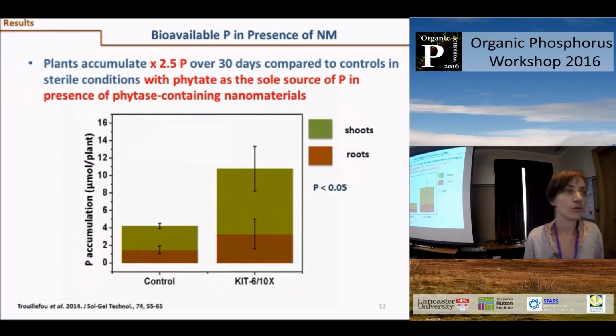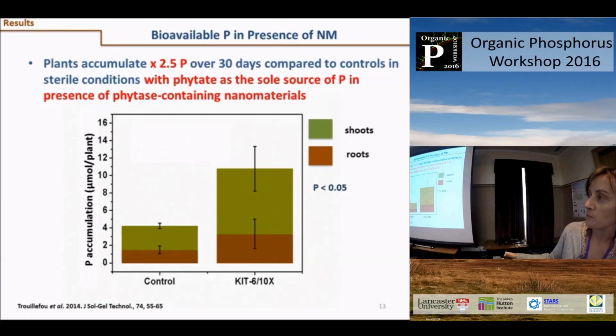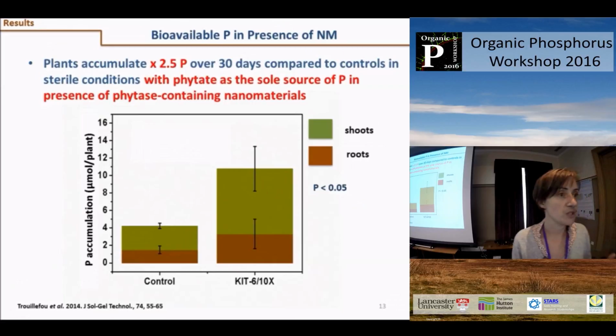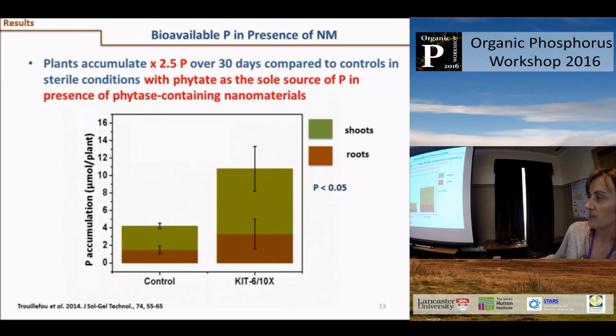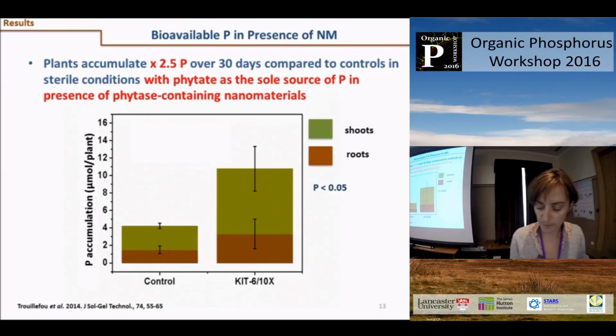So the main result, which is, I guess, the most important of this talk, is the measure of the P accumulation in plants. This is the control, remember, no mesoporous material, and this is plants which were grown in presence of KIT6. And we can see that plants can accumulate much more phosphorus over 30 days compared to controls in sterile conditions with phytate as a sole source of phosphorus. And this is the same for shoots and roots.